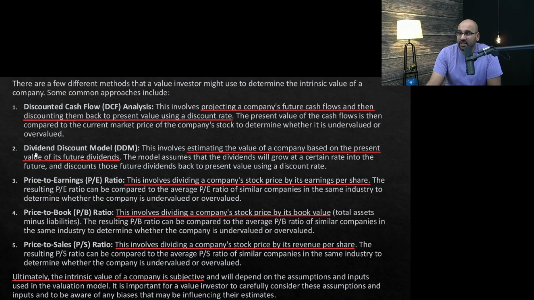Now, the other one is the dividend discount model. Let me start with what it is. The dividend discount model is estimating the value of the company based on the present value of its future dividends. So effectively what you're doing is, all the dividends that you expect the company to pay out, you're discounting them to a present value. The only problem that I have with the dividend discount model is that not every company pays all of their cash flows out in dividends.